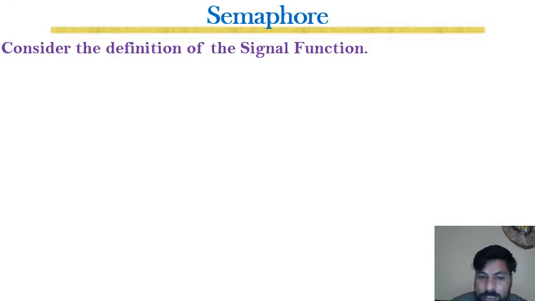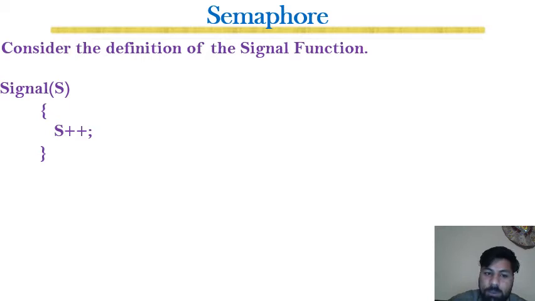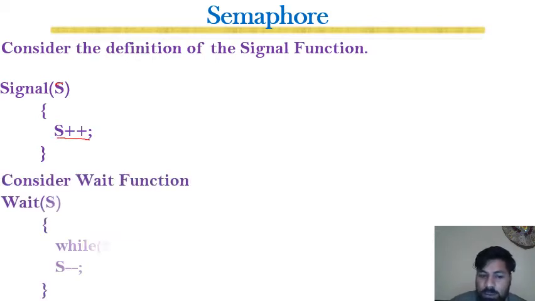Consider the definition of the signal function. So here is the signal function. Simple. Signal is a function which takes a variable s, that is the semaphore, and it does nothing but increment the value of the semaphore, right? Similarly, the wait operation, you can see here, has some coding logic. In this piece of code, you can see that there is a while loop, and that loop terminates with a semicolon. Such a loop is called a busy wait.